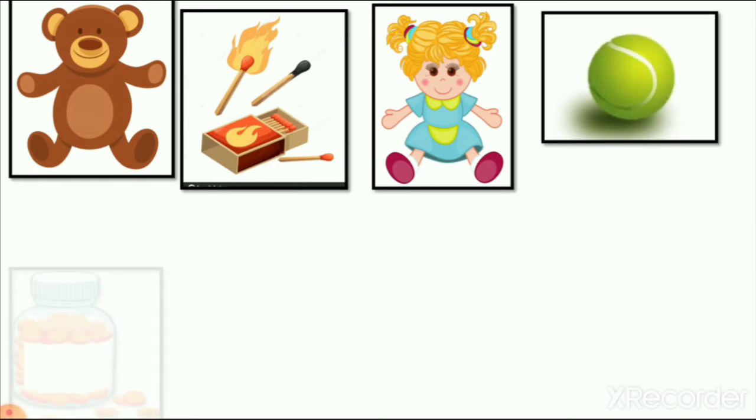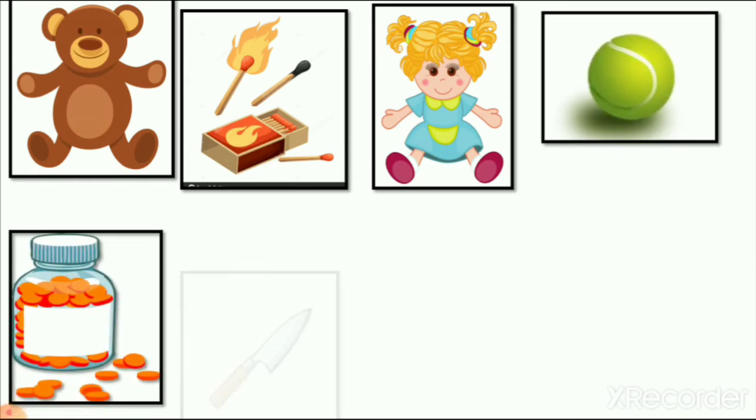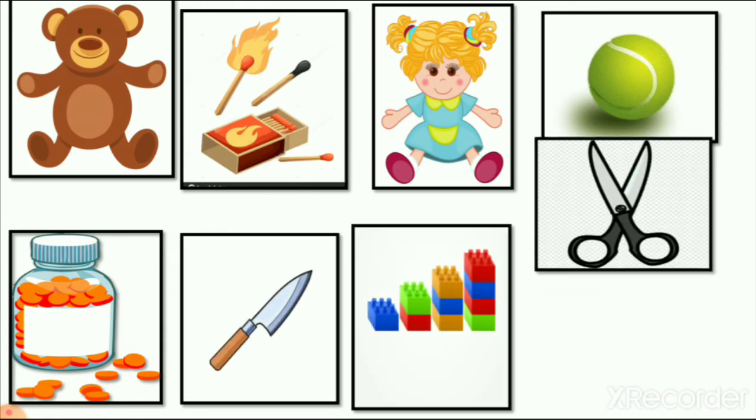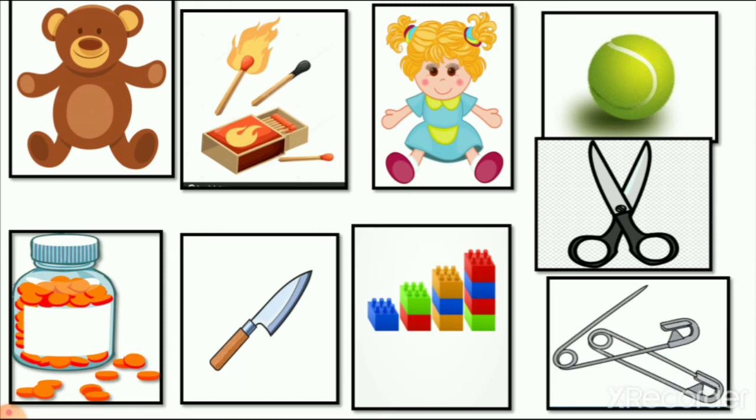First we take out the things and put them here, whatever we get from this box. So we get a teddy bear from this box, a match box, then a doll, ball, medicine, knife, scissor, blocks and safety. So now we got all these things from the box. Yes or no? Yes, right?